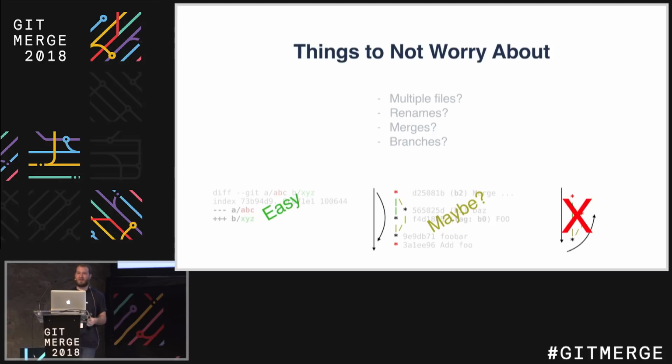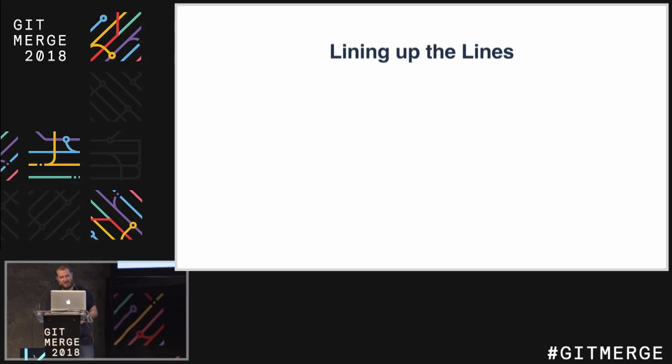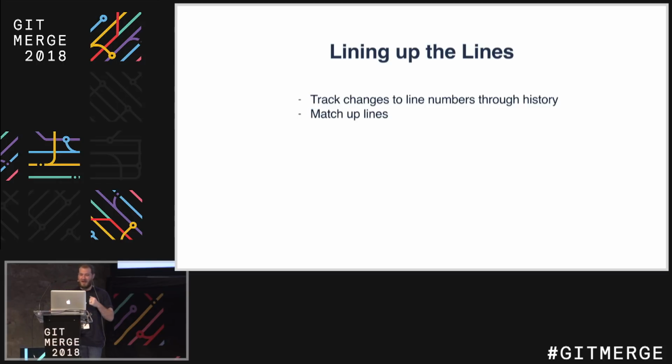That means, okay, we only care, for now, about the linear single file case. Great. All that's left to do is line up the lines. And what that means is that we have to track changes to line numbers through history. We'll be coming across added and removed lines as we walk the DAG. We just need to know how things shift, and we need to keep track of how things shift so that we can match up lines. Oh, these lines collide. And when that happens, we have to decide what to do with lines. That's a little hand-wavy, so let's look at a more concrete example.